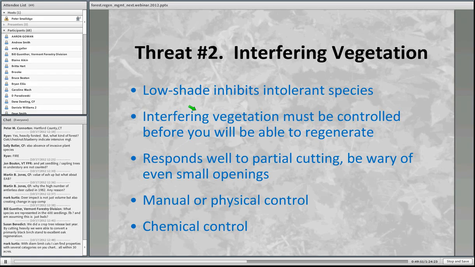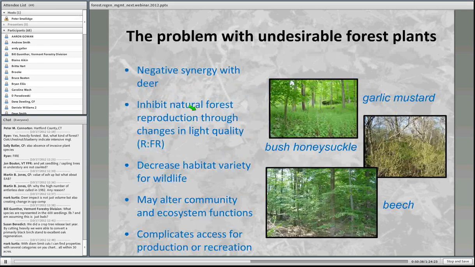In terms of the second threat, interfering vegetation, it creates a low shade and that inhibits intolerant species. And remember, many of our desirable species, black cherry in particular, red oak, to a lesser extent sugar maple and red maple, need sunlight. All trees need sunlight. Sugar maple is going to be tolerant, but there's going to be a negative synergy between the low shade, the slow growth rates, and the presence of deer. So we need to be able to control interfering vegetation before we're able to regenerate. The interfering vegetation responds well to partial cutting, so even small openings are going to have potentially a negative effect. And we have either mechanical controls or chemical controls we can use, and we'll talk about those in just a minute.